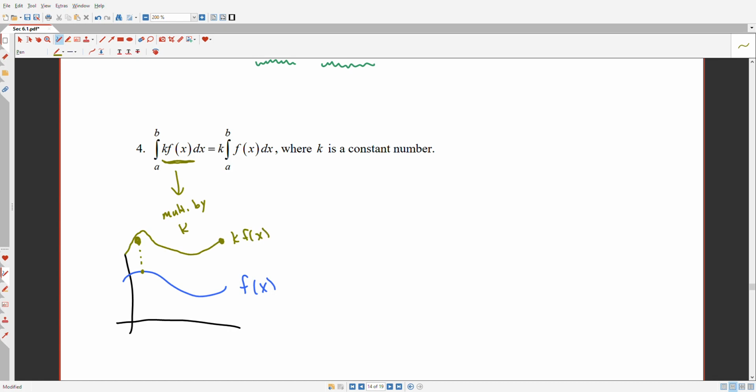So what are you doing whenever you set up a rectangle area here? You may not have changed the width, but you sure have changed its height. You now have a stretched rectangle. You've stretched each rectangle in your approximation, stretching the height by k, and so that makes the total area k times as big. So that's what this property 4 is saying. You can take out this k and just put it out front. It's k times the area.